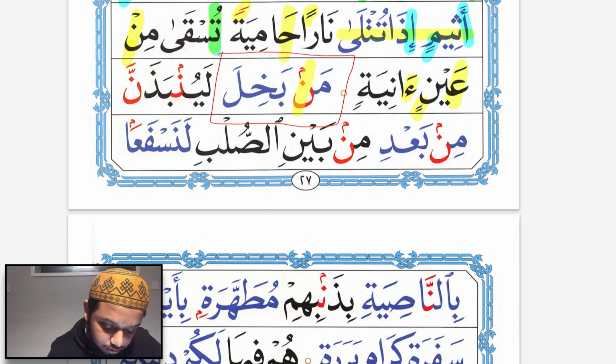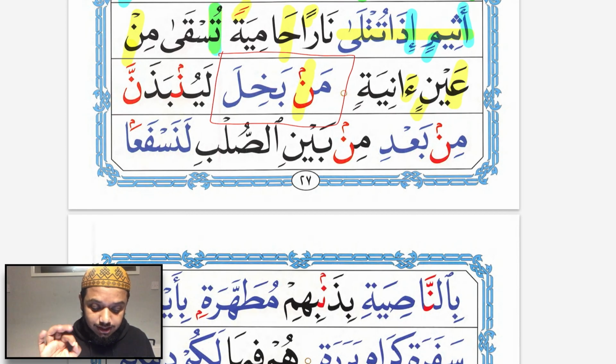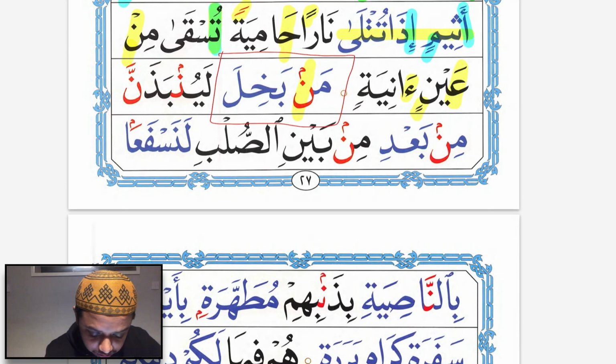Man. We have noon sukoon. So we must look at the next letter. Is it one of the yarmalun letters? No, it's not. Is it one of these six throat letters? No, it's not. It's a ba. So the noon will change into a meem, and we will read it with ghunnah for two harakat.